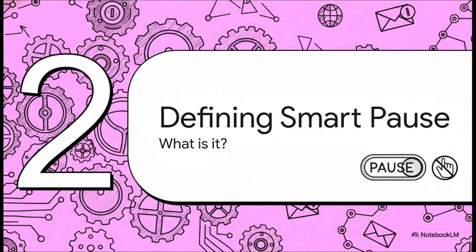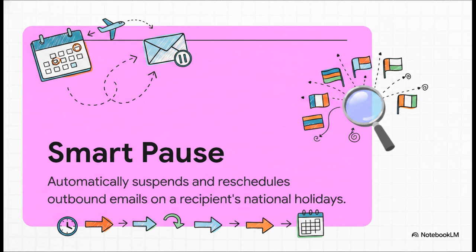That brings us to section 2, defining Smart Pause. Let's look at the tech. We need to get a firm handle on this underlying tech because it's way more nuanced than just hitting a do not send button. A true country-specific holiday pause is a feature that automatically suspends outbound sending on the national holidays of the recipient's exact country. And then, crucially, it reschedules the email to the next available send window.